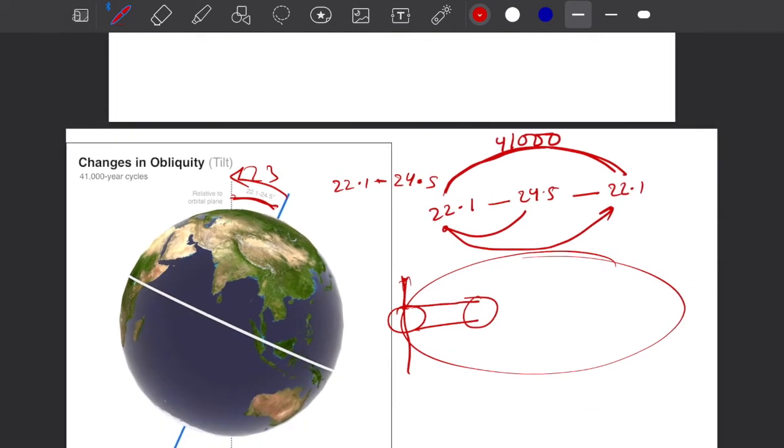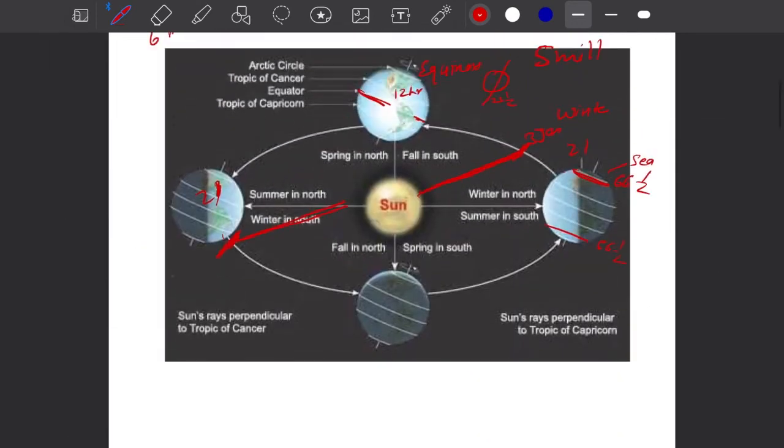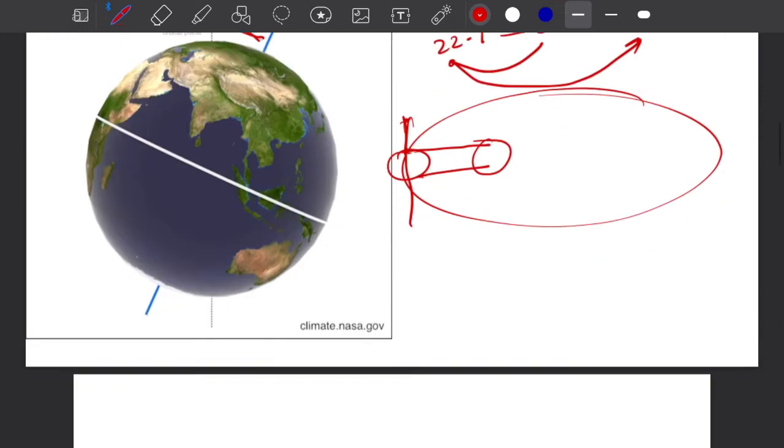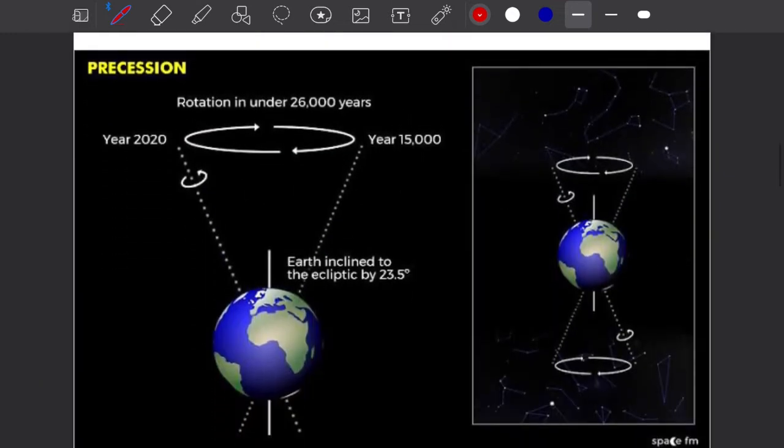Chalo. Now this is all about obliquity. Our next thing is precision. What does precision mean? Precision is basically a change in the direction of tilt of Earth's axis. जो अर्थ एक्सिस का टिल्ट है इसी का डायरेक्शन चेंज हो जाए.